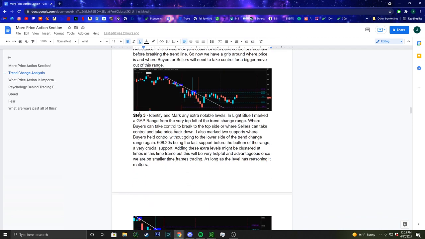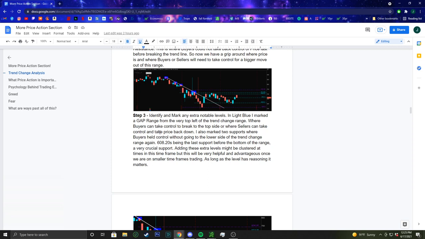So step 3. Identify and mark any extra notable levels. Those are those emerging candles I was marking, all those extra levels I was marking with the technical analysis routine. So definitely learn the TA routine, definitely big. And you can see in the light blue, I ended up marking a gap range from the top left and a bunch of other really good levels.